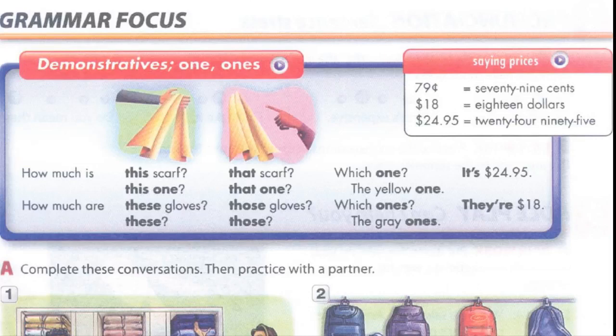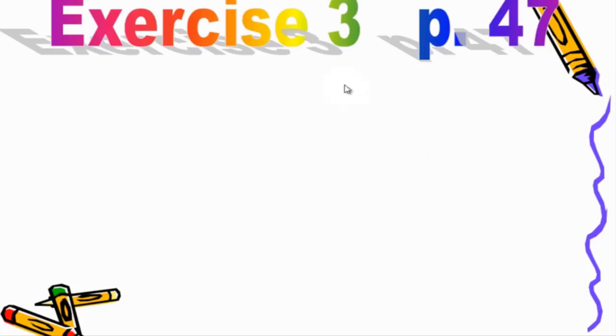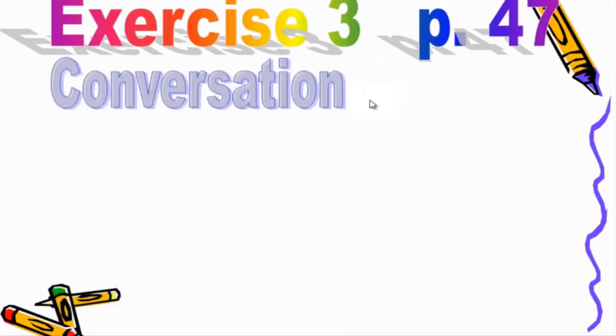Page 17, Exercise 3, grammar focus. Demonstratives. 1. Ones. How much is this scarf? How much is this one? How much is that scarf? How much is that one? Which one? The yellow one. It's $24.95.